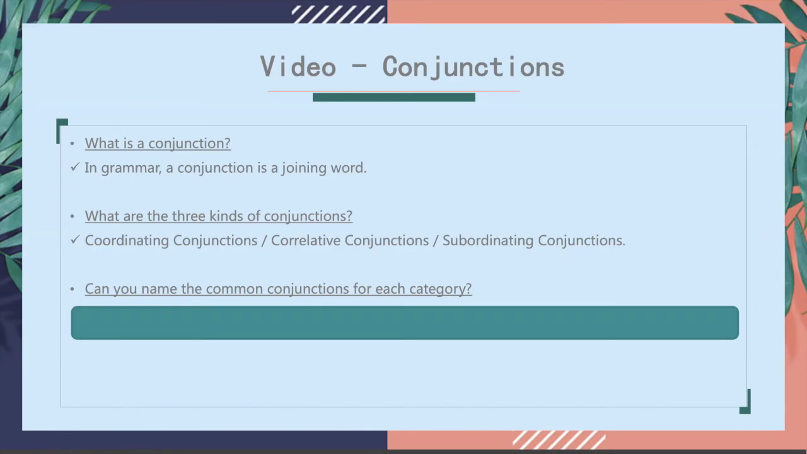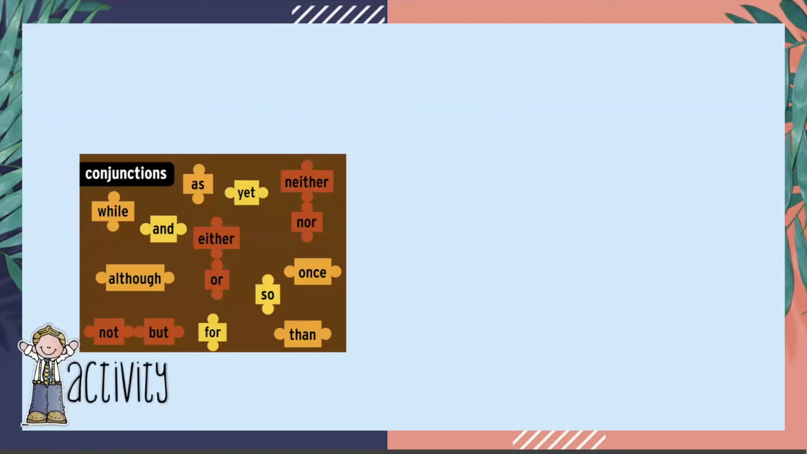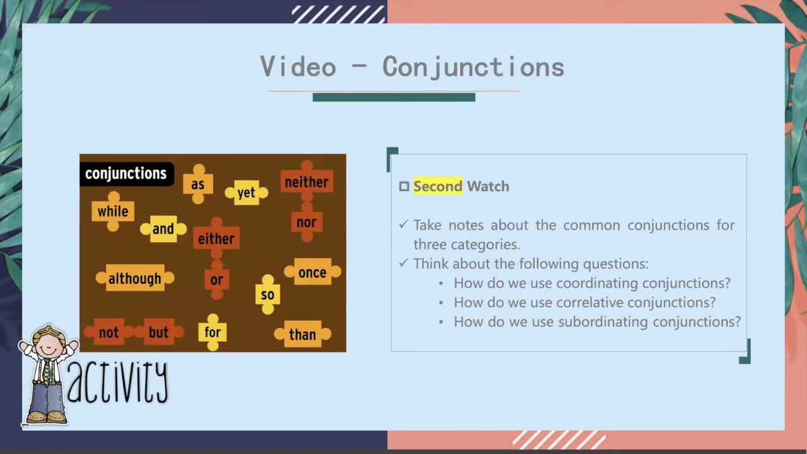Now let's watch the video for the second time at a slower speed. You will also see the subtitles in the video, which help you take down the notes. So think about the following questions. How do we use coordinating conjunctions? How do we use correlative conjunctions? And how do we use subordinating conjunctions? And don't forget to take down notes for the common conjunctions for each category.